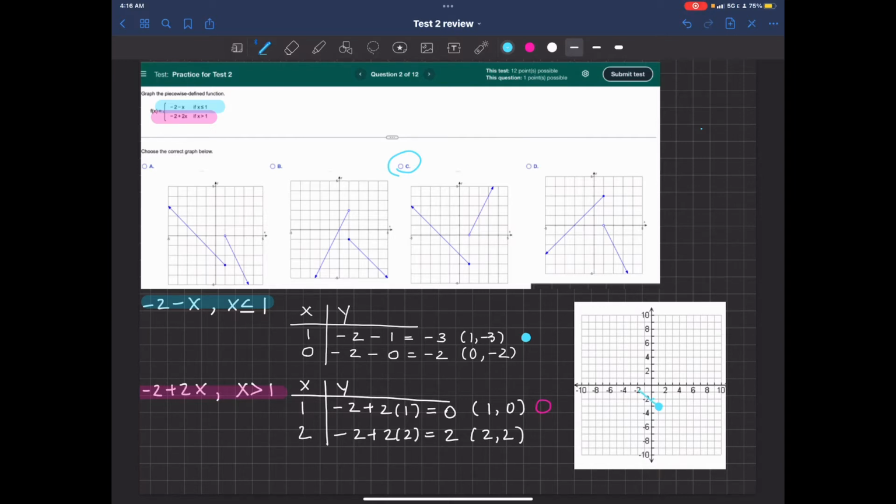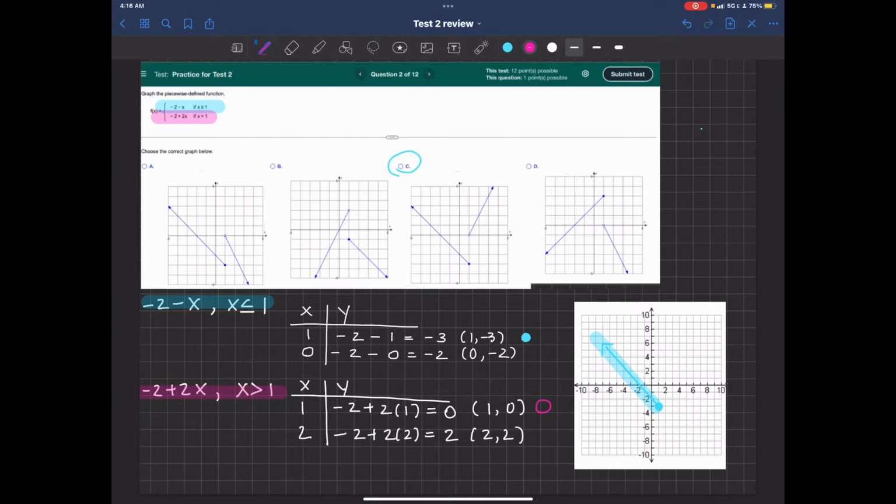So I'll make that line like that. And let's highlight it just so you can see it a little bit more. Oops, wrong color. So that's that line. And then the next line is going to be the second piece, which is -2 plus 2x, x is greater than 1.